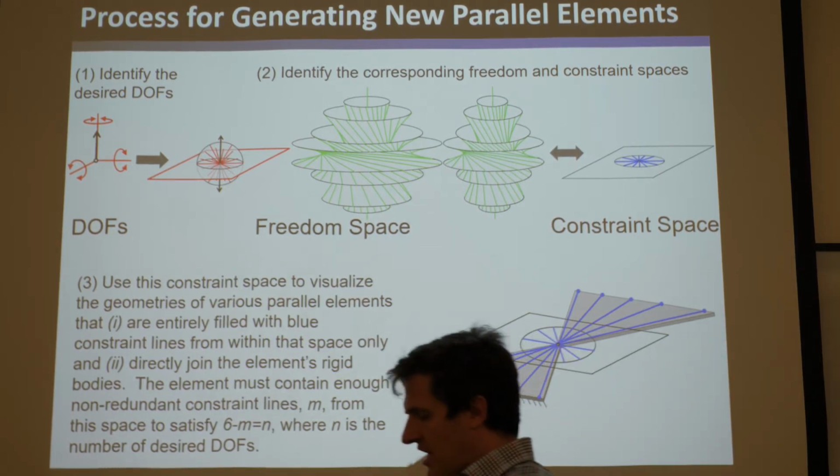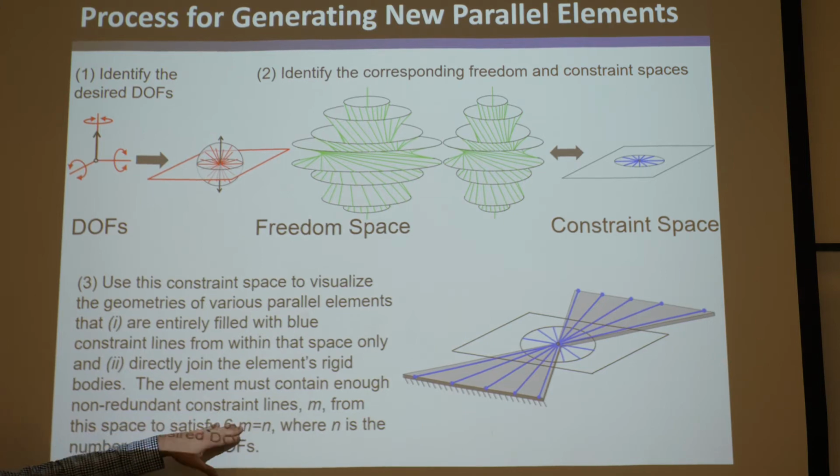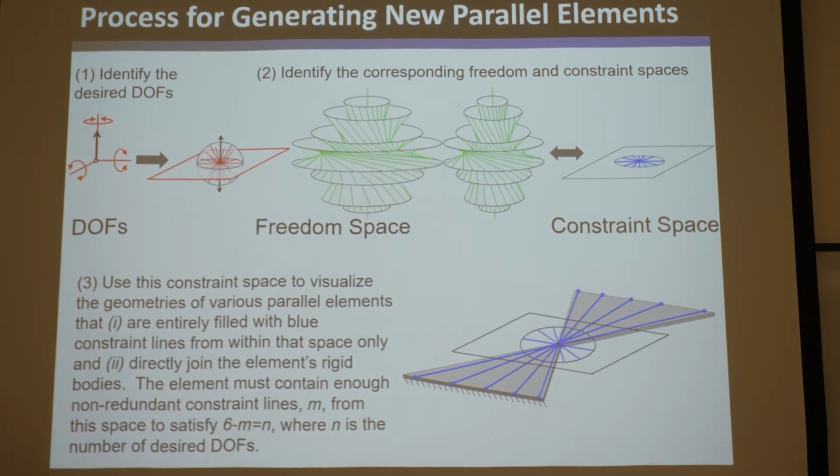So you get the constraint space, you know what freedom space you want it to achieve, and then you visualize geometries that have blue lines that lie within that constraint space and satisfy the 2 parallel conditions: that they directly connect the bodies, they don't ever exit the geometry you synthesize, and that they can fill it completely blue. If you do that, it'll be parallel and it'll achieve the freedom space you want. And just make sure you also have enough independent blue lines in there to satisfy this.